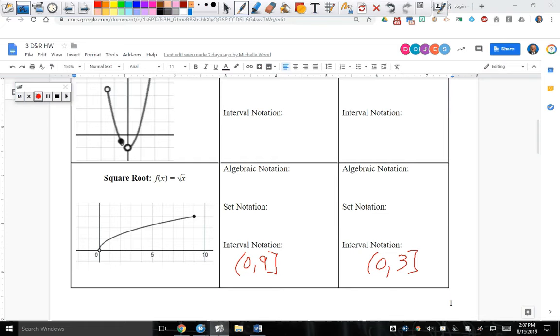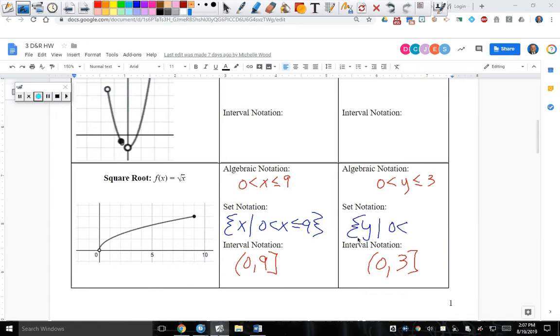The algebraic notation will be 0 is less than x less than or equal to 9. The algebraic notation here, 0 is less than y, which is less than or equal to 3. And then the formal notation is just the set of all x's such that, basically copy this over. And the set of all y's such that, copy this over. That one was easy, right? That one wasn't bad.